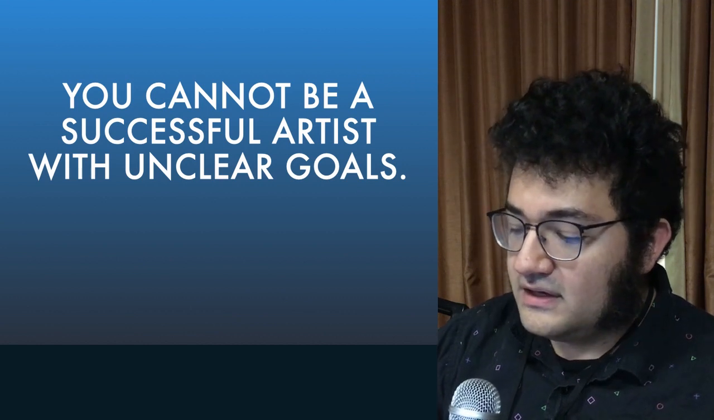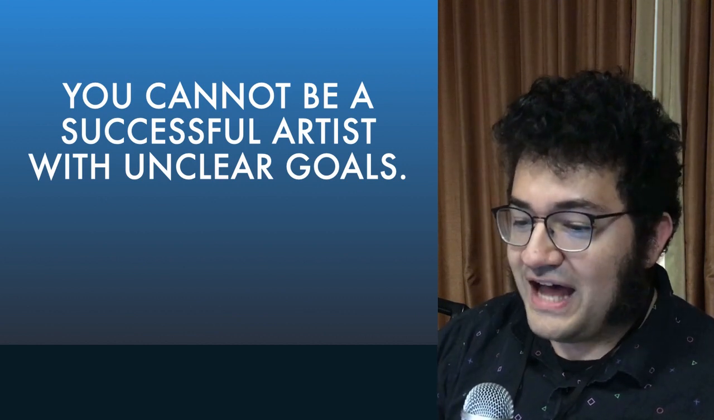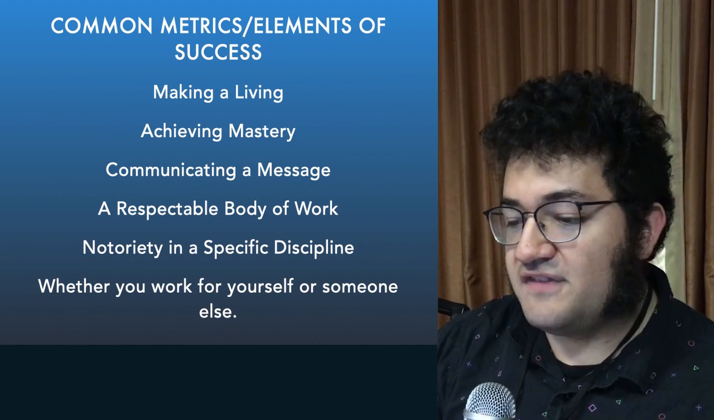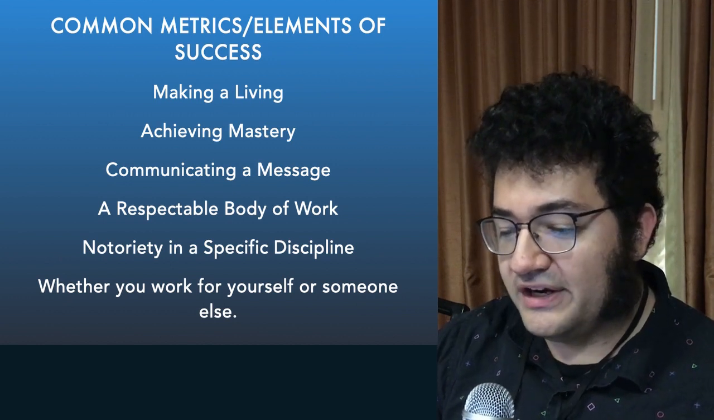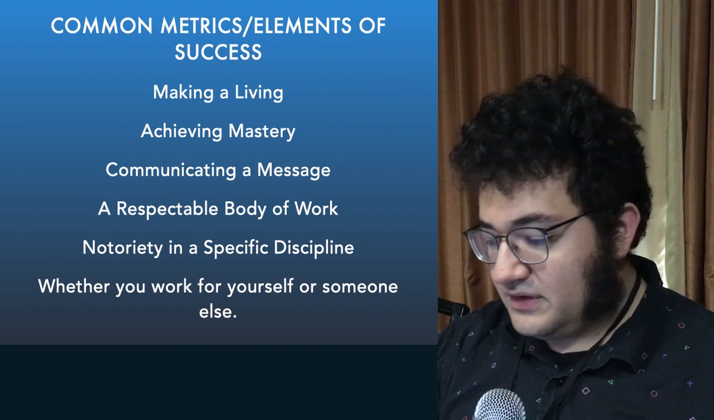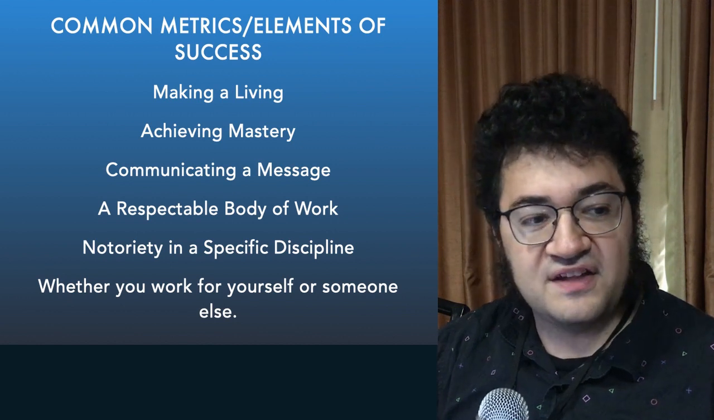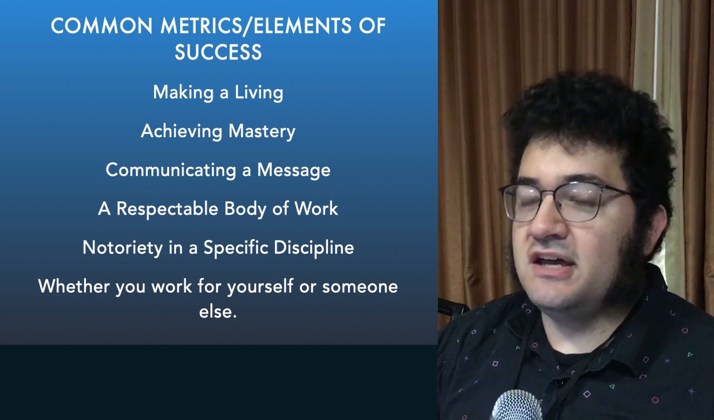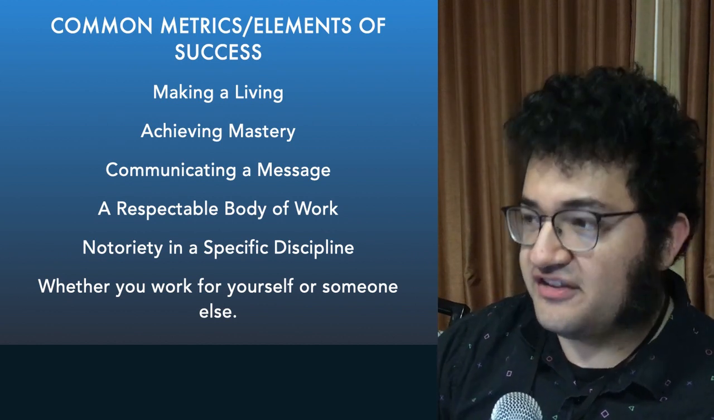Simple as that. When it comes to the definition of success for each individual person, there's a few ways people think about it. These are the elements of success, the common metrics that we think in terms of when it comes to success: making a living, achieving mastery, communicating a message, developing a respectable body of work, becoming known in that specific discipline of yours, and whether you work for yourself or someone else. Now, each of these is not necessarily a success benchmark in and of themselves. A definition of success is more like making a polygon graph and getting your definition of success by determining what your answer is to each of these questions.